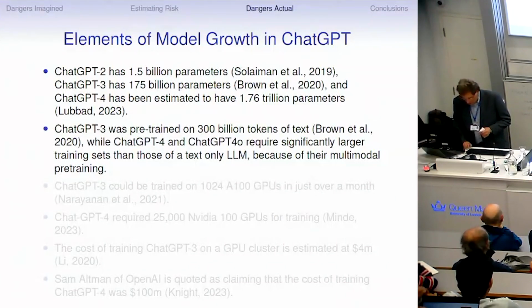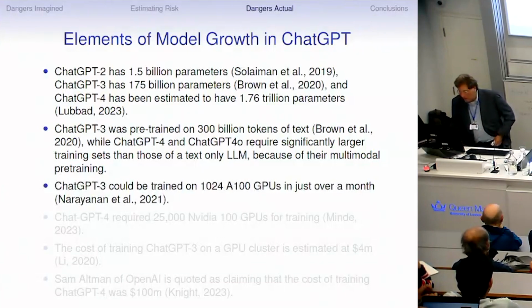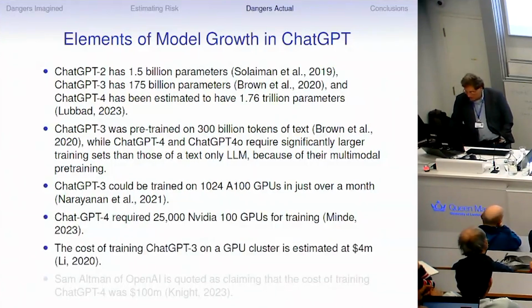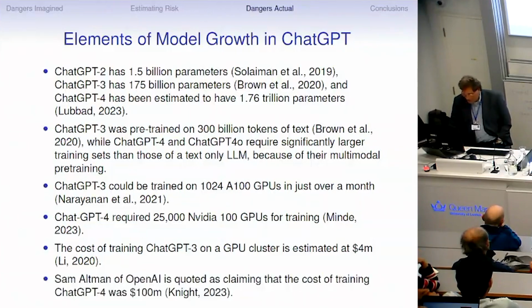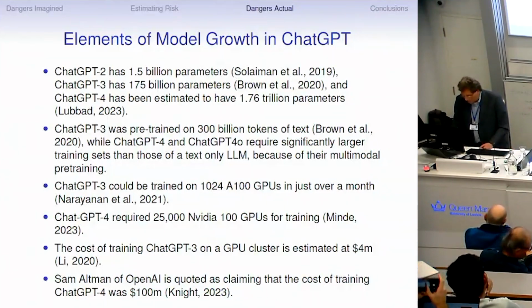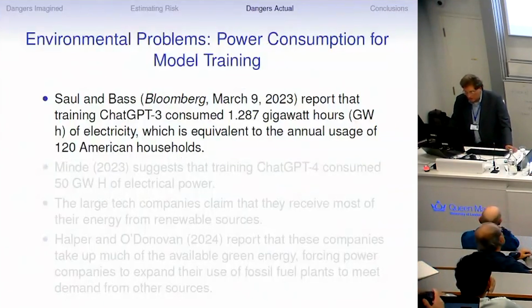ChatGPT-3, similarly in terms of training, could be trained on 1,024 A100 GPUs, whereas ChatGPT-4 needed 25,000. The cost of training ChatGPT-3 was estimated at $4 million American dollars, whereas Sam Altman is quoted as saying that the cost of training ChatGPT-4 was $100 million. These are jumps in size and cost that span 3 to 5 years. So if you want an example of very sharp increases, there it is.